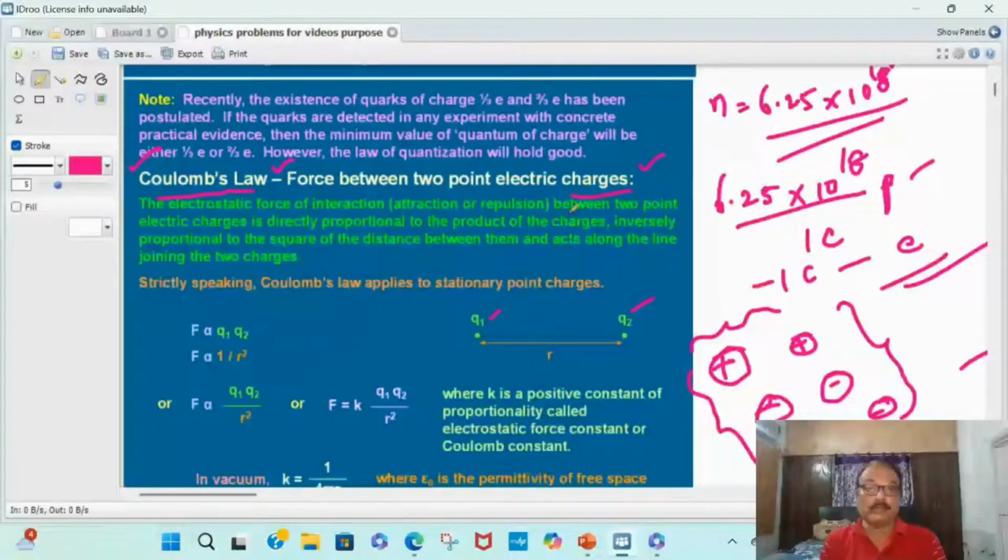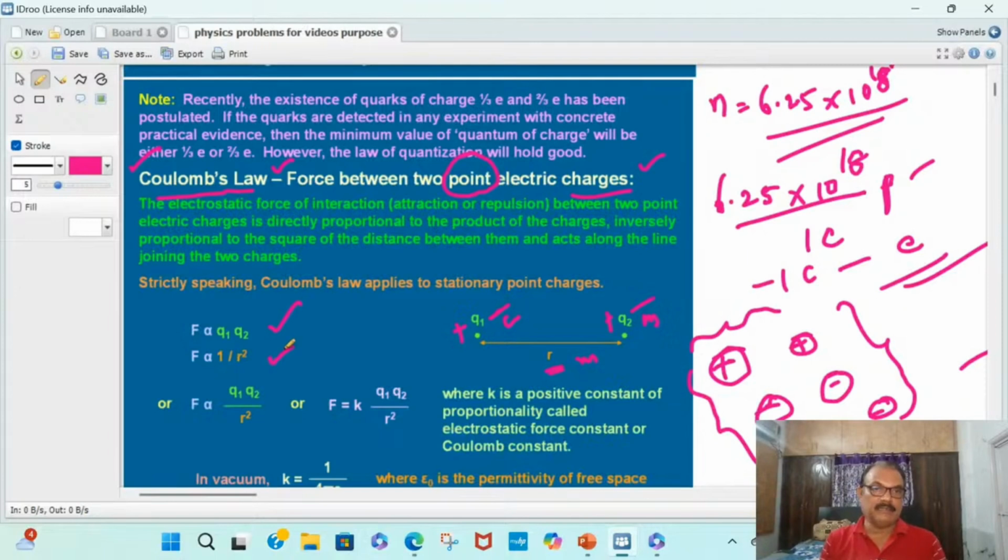Force between two point charges. Try to understand, point objects. So the law will be obeyed only for point charges. What is a point? Negligible size. So point charges are kept at a certain distance. Suppose this is Q1, a positive charge. Let us assume Q2 is again a positive charge. What will happen? They will repel, and they are kept at a certain distance in meters. So this is in coulombs, this is in meters. So finally, F is proportional to Q1 Q2, and F is proportional to 1 by r square.